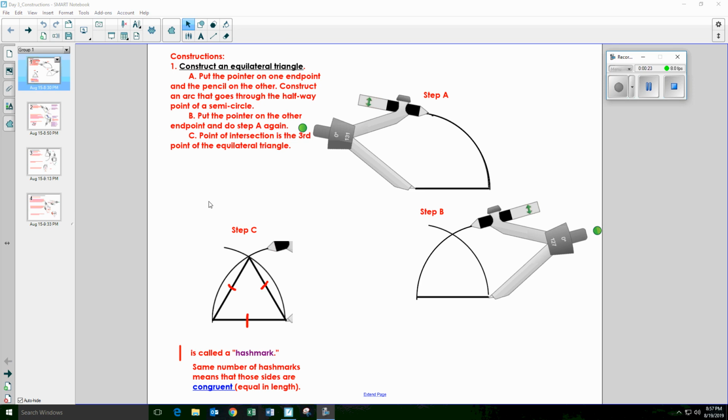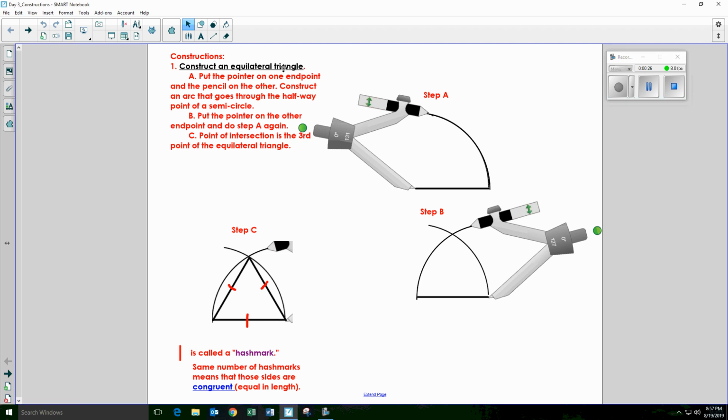All right, so the first one is construct an equilateral triangle. For those who don't know what an equilateral triangle is, equa is the same as equal, and lateral means side. So equal sides. So all 3 sides are going to end up being congruent. This is our final picture down here from our constructions. As you can see down here, these are called hash marks. These little short segments on each side, each one's called a hash mark. So when I have the same number of hash marks on a side, that means all those sides are congruent.